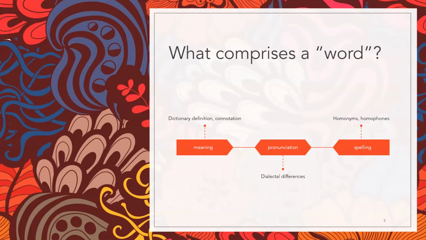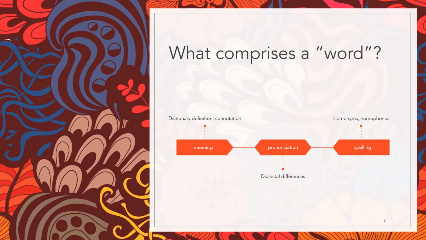That's the meaning. That's where we usually think of the dictionary definition, but also it can be connotation, because as we all know, some words can have different meanings based on context. And also, some words can be perceived as neutral or positive or negative, right? Just the word itself. It can be considered formal or informal. It can be considered vulgar, right? So words have different meanings.